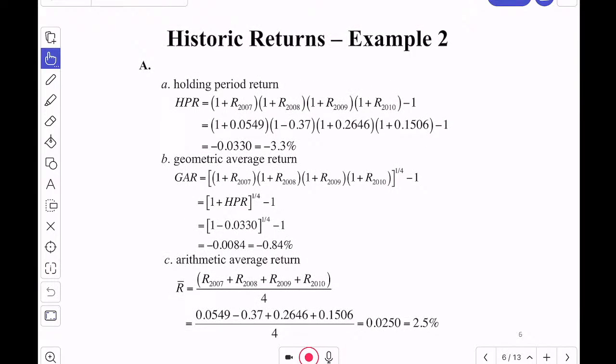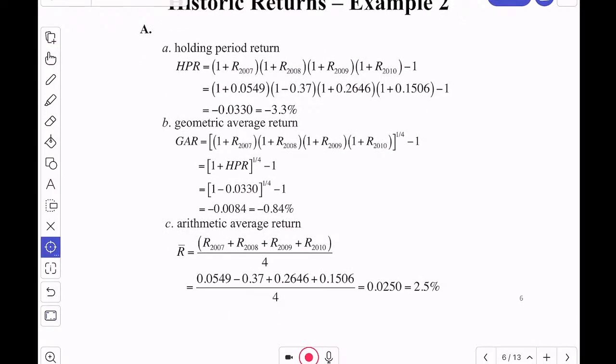So you could put this data in your calculator or in Excel, and be careful with this negative here. And the holding period return would be negative 3.3%. The geometric average return is negative, but the arithmetic average return is positive.